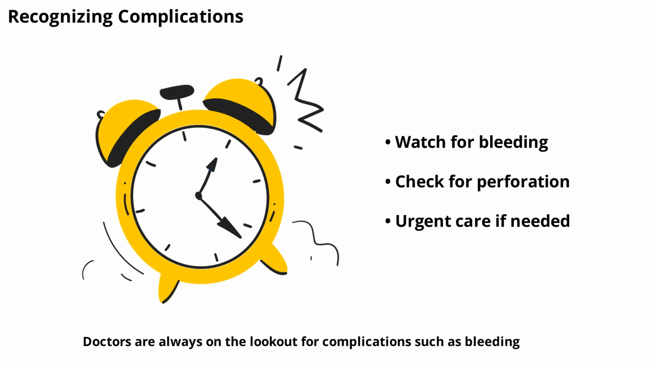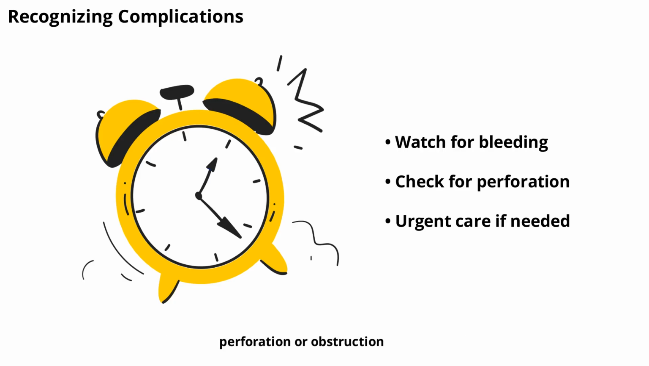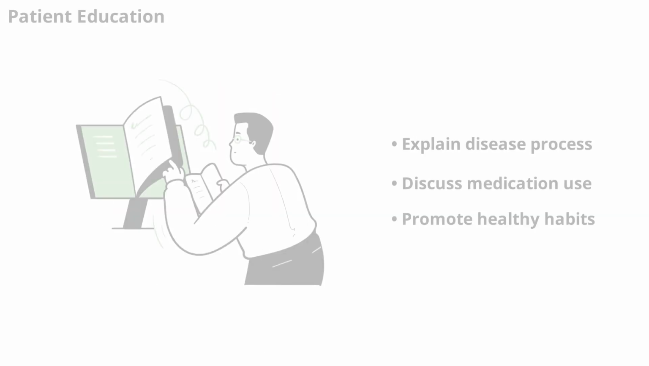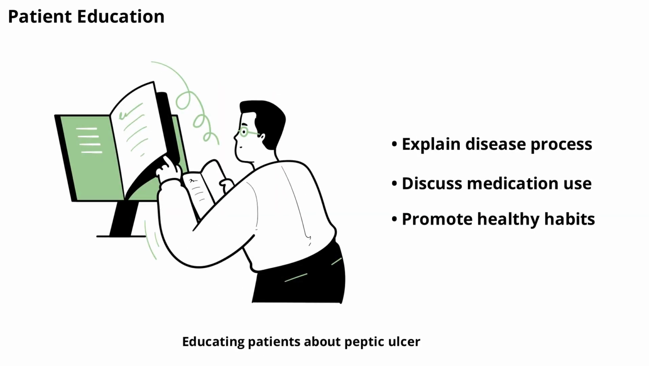Doctors are always on the lookout for complications such as bleeding, perforation, or obstruction. These can be life-threatening and require urgent intervention. Recognizing warning signs early is a key part of the diagnostic and follow-up process. Educating patients about peptic ulcer disease is crucial for long-term success. Doctors explain the importance of medication adherence, dietary changes, and avoiding risk factors. Well-informed patients are more likely to recover fully and avoid recurrence.